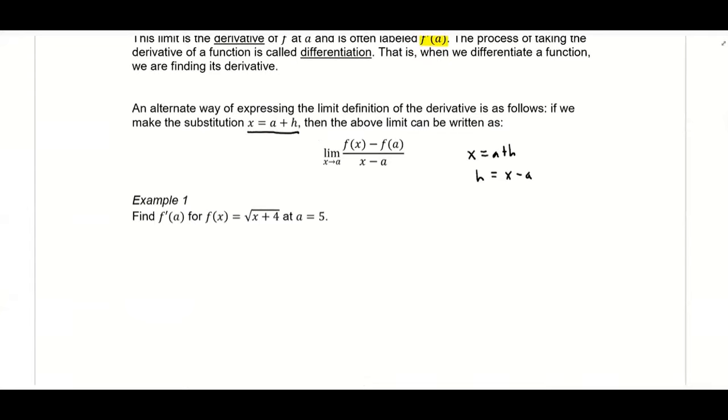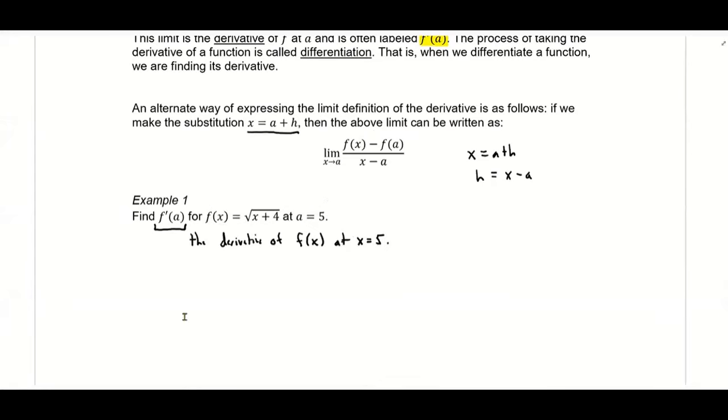Now this is new notation for us, so let's decode what that means. This expression is telling us to find the derivative of our function specifically when x is 5. So we want the derivative of our function at x equals 5. So that's what that expression means. And of course, this is our function here, and this is just saying the specific value of x that we're interested in.